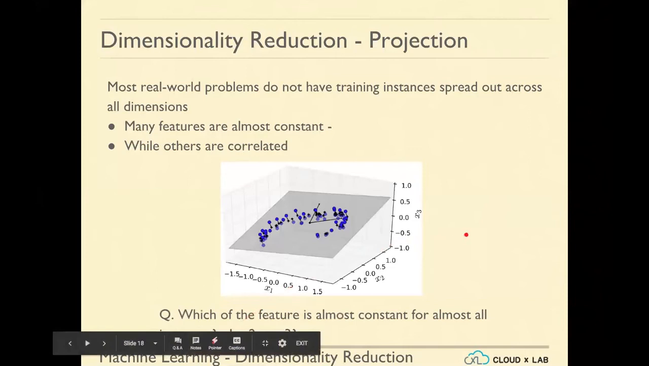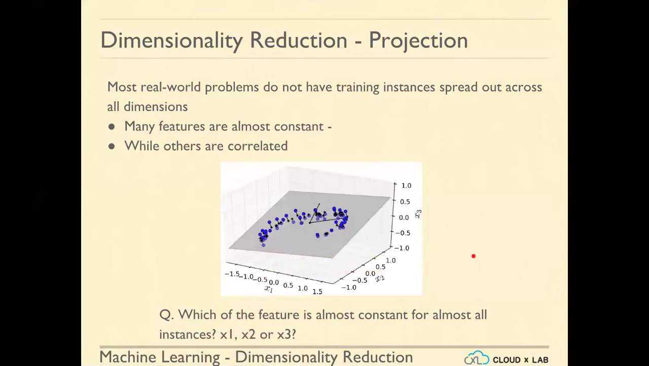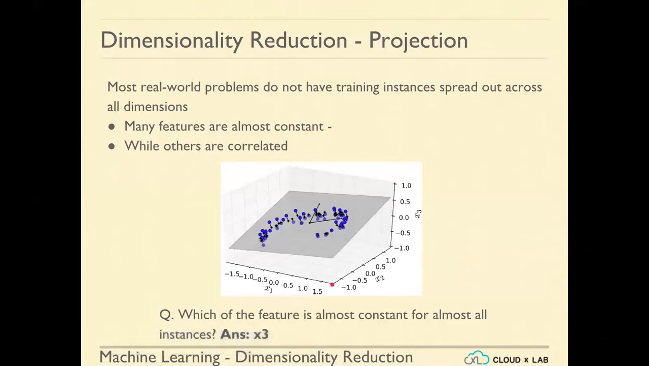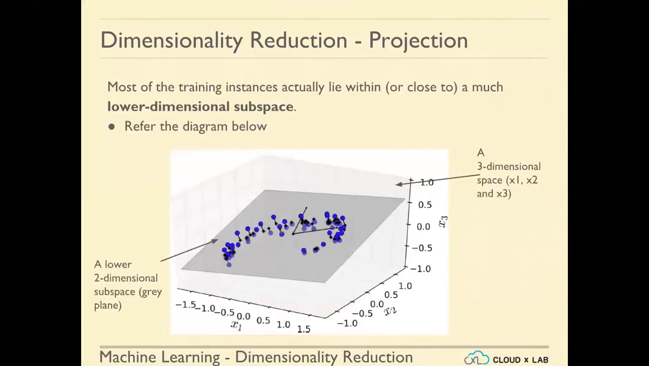Now in this, which of the features here is almost fixed across all instances, x1, x2, and x3? X3 there, right? Thank you, Prashant. All right. So most of the training instances actually lie in a much lower dimensional space, refer to this diagram. Okay. So a 3D space could be translated to 2D.